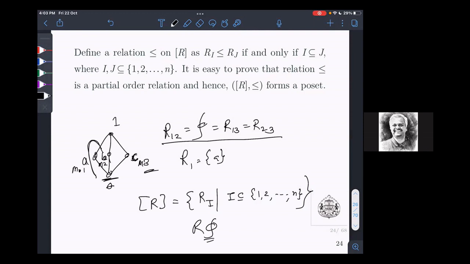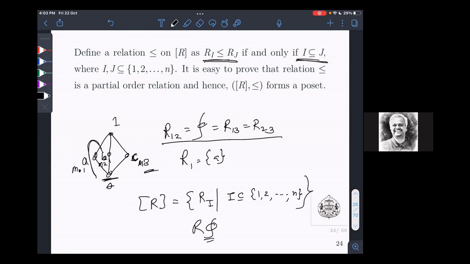Okay, then sir, and only then you can prove. So that is the main part of it. And now what I'm doing, I'm defining a partial order on the equivalence classes.